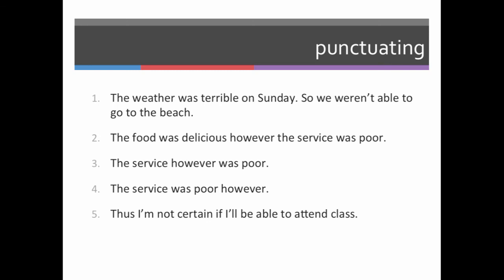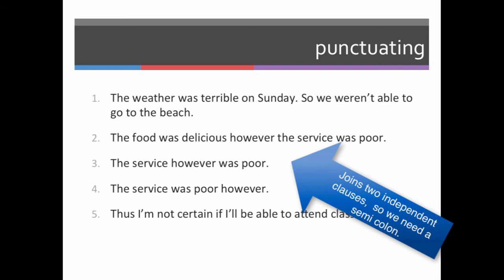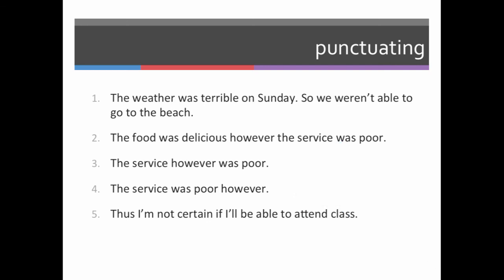The food was delicious, however, the service was poor. In this example, however, joins two independent clauses. So this should be the food was delicious; however, the service was poor. Again, this is because we're joining two independent clauses.